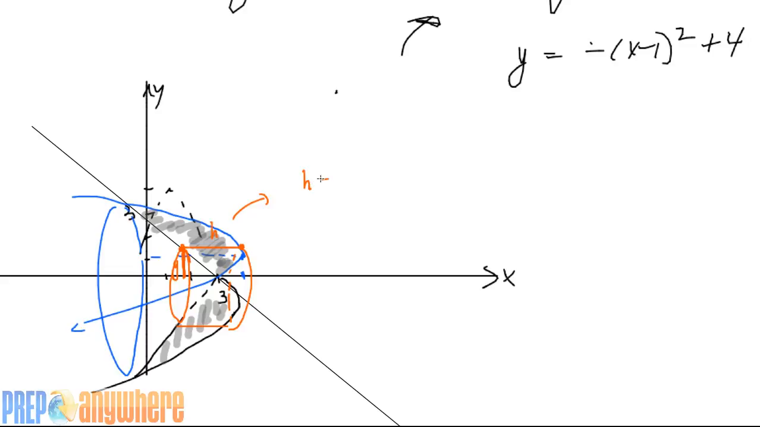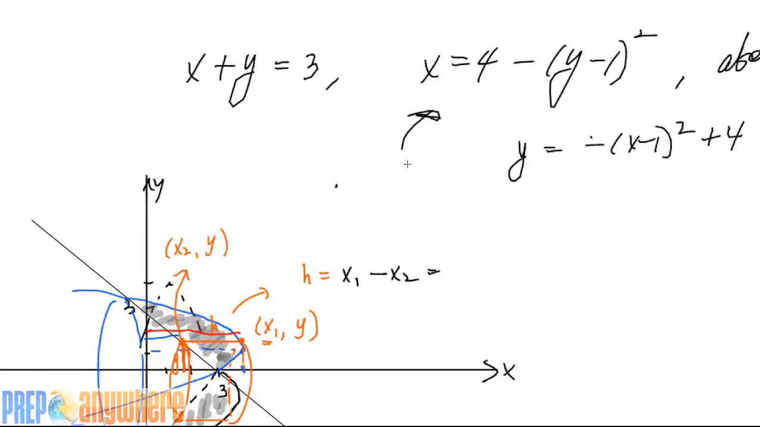The height though, this coordinate will be something, y. It's also something, y. So the x value is different. Let's call this x1 and this x2. So the height is x1, which is all the way from here to here, minus x2, which is from here to here. If you subtract the blue off the red, you get the height. So the height is going to be x1 minus x2. Of course, you have to express this in terms of y.